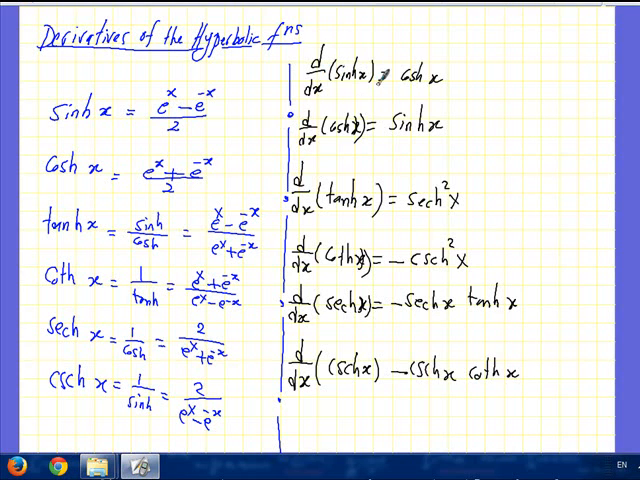d by dx of sinh x will be cosh x. The derivative of cosh will be sinh. The derivative of tanh will be sech squared. The derivative of coth will be negative cosech squared. The derivative of sech x will be negative sech x tanh x. The derivative of cosech x will be negative cosech x coth x.